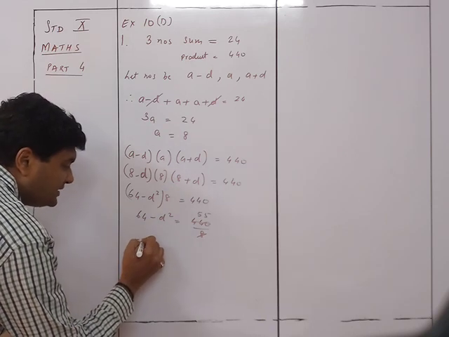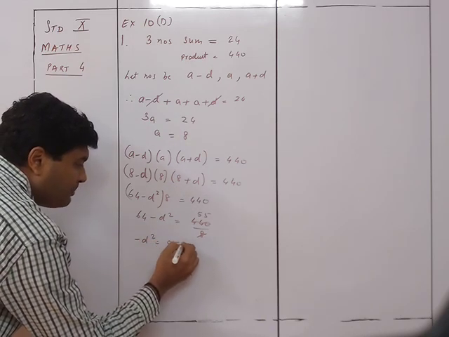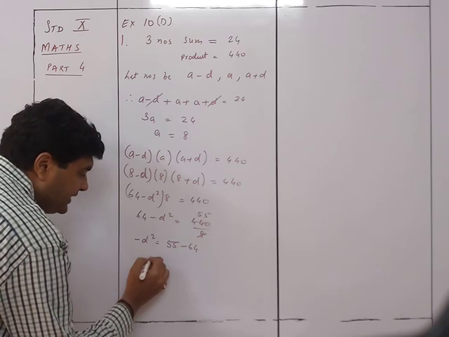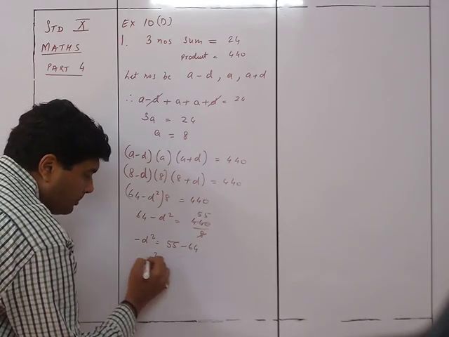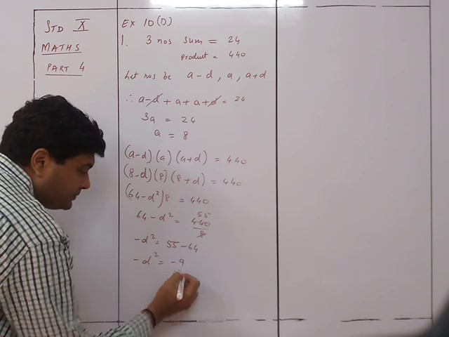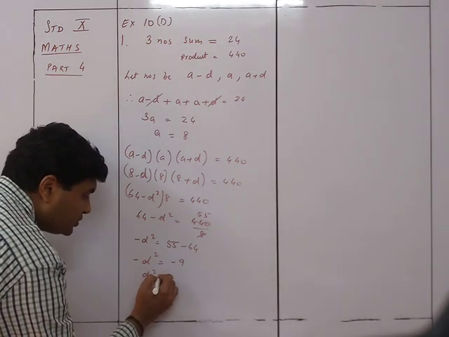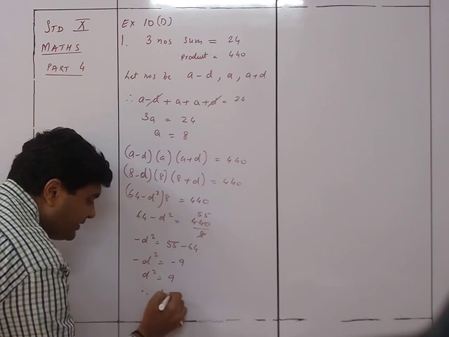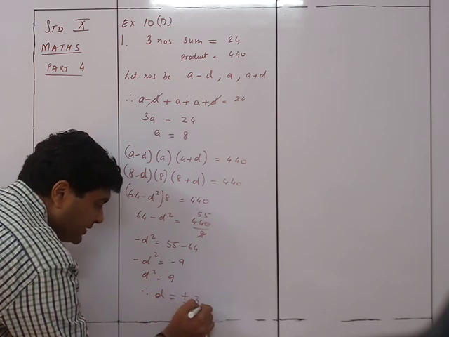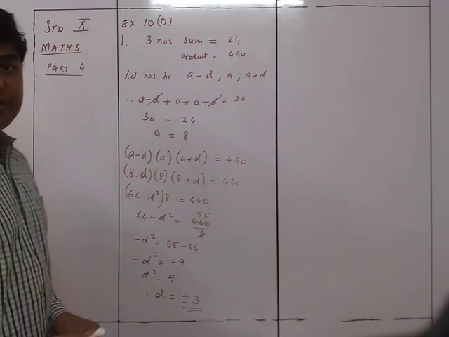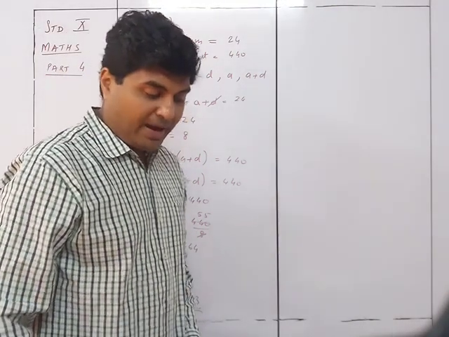So minus D square is equal to 55 minus 64, so minus D square is equal to minus 9. Right? So D square is equal to 9. Therefore, D is equal to plus or minus 3. It's required to have plus or minus because the difference could be plus also or minus also.